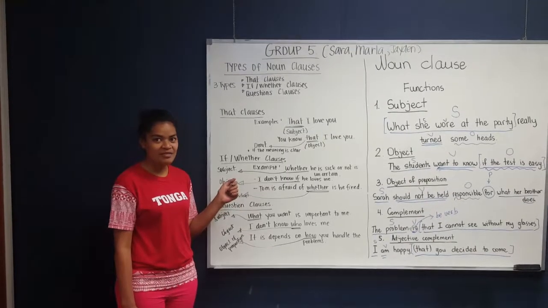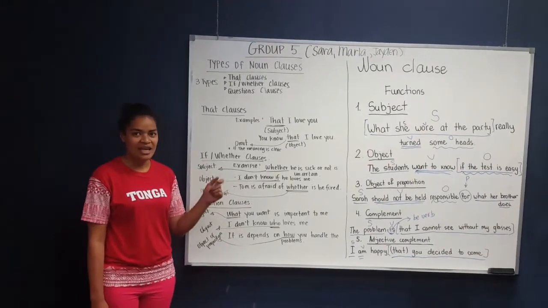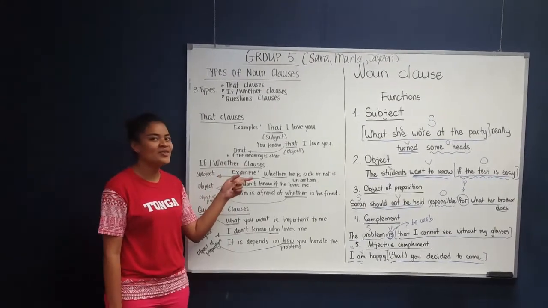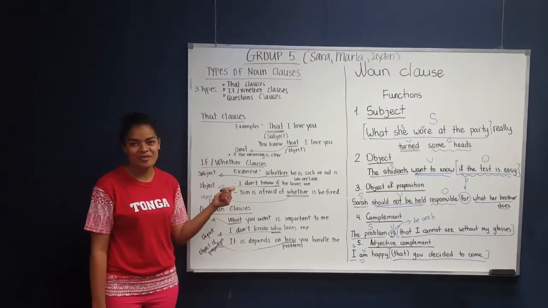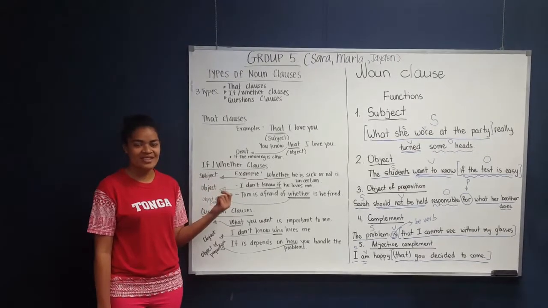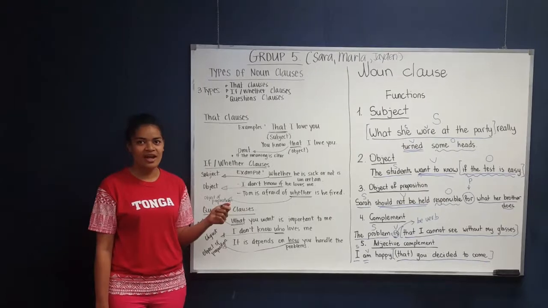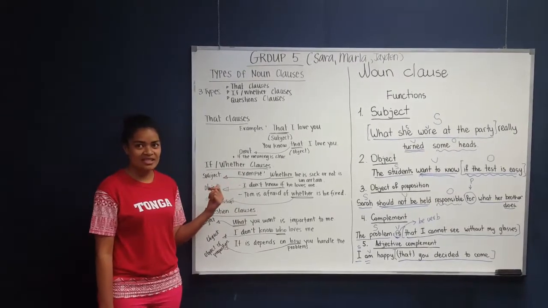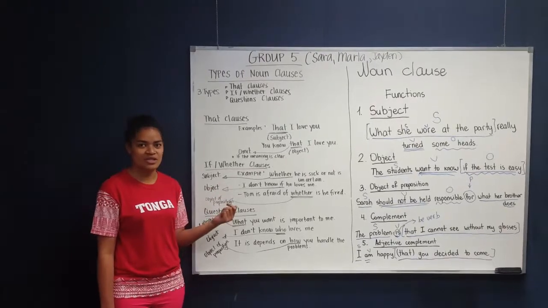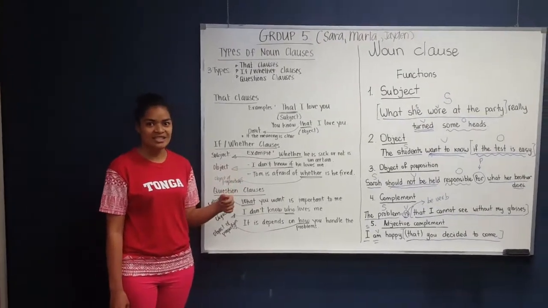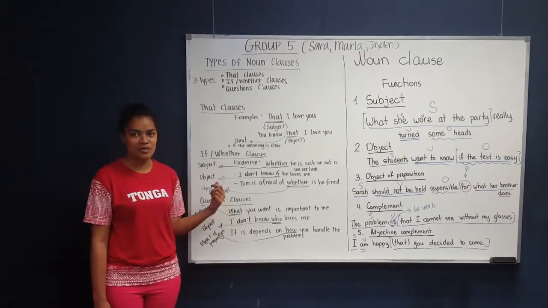I don't know if he loves me. If in that sentence is a noun clause, and it is also an object. The last example for whether or if clauses: Tom is afraid of whether he will get fired. Whether, as a noun clause in that sentence, is an object of a preposition. Using if, the noun clause in a sentence cannot be an object of a preposition.